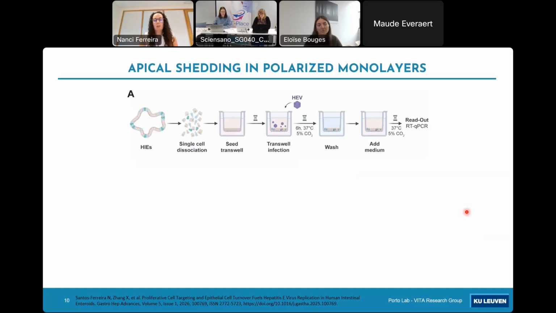We then also attempted to establish a transwell infection model. In this setup, we have controlled access to the apical and the basolateral side of the culture. This is important when we want to follow, for example, the dynamics of HEV excretion through these polarized cells.